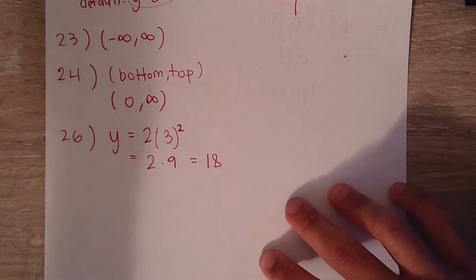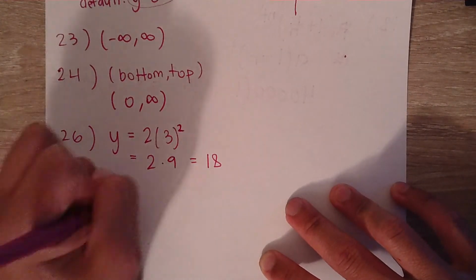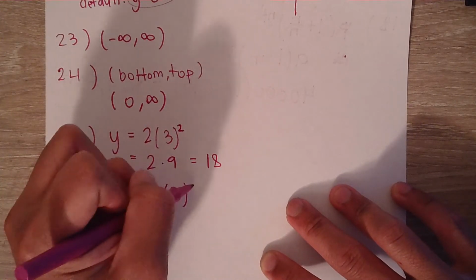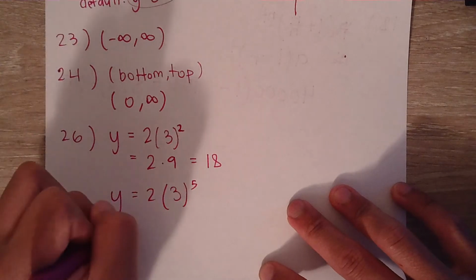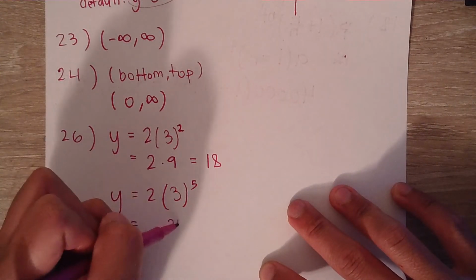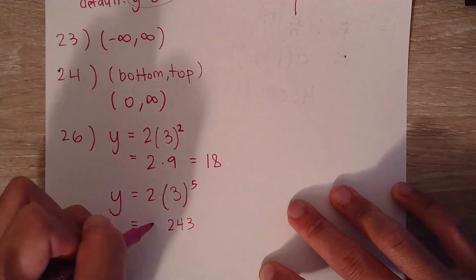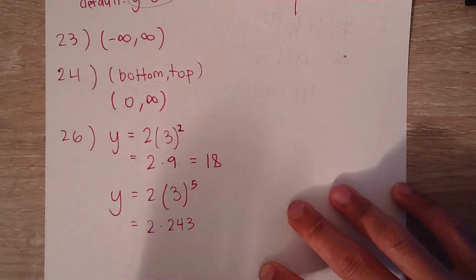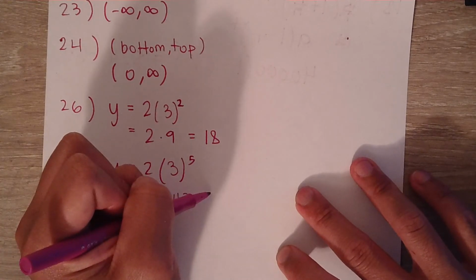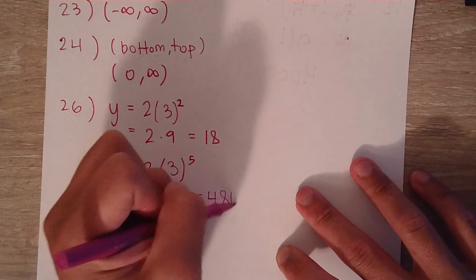All right, 27, same thing, except we're replacing our x with 5. 2 times 3 raised to the 5th power. 3 raised to the 5th power is going to be 243. Multiplying that by 2, we're just bringing our 2 down. That gives a final answer of 486.